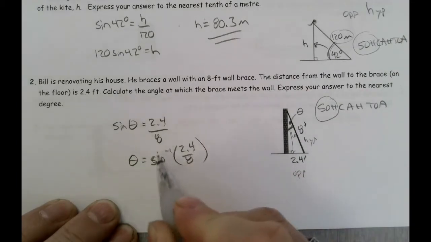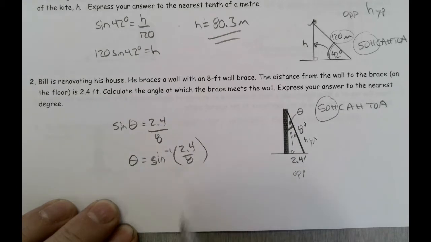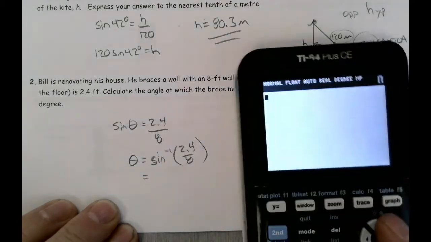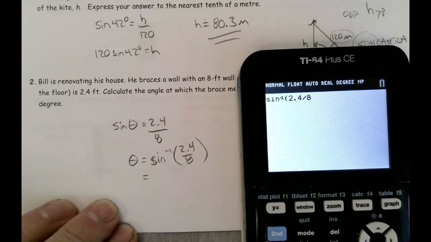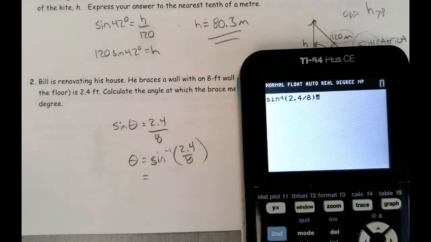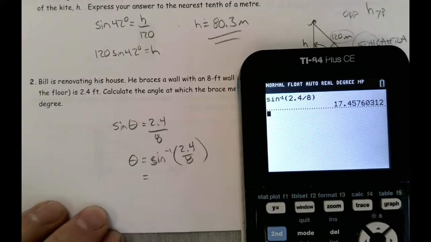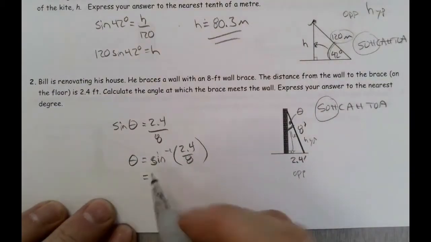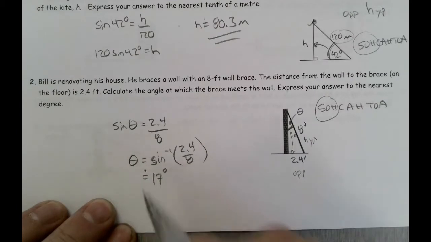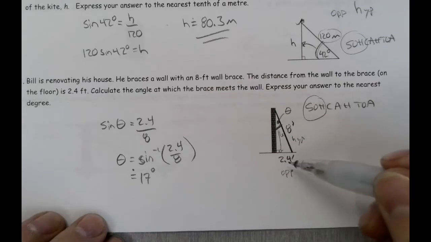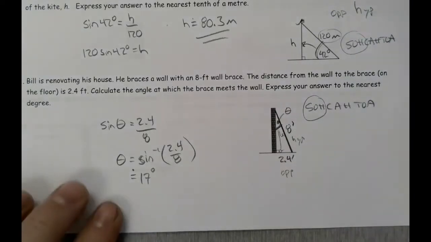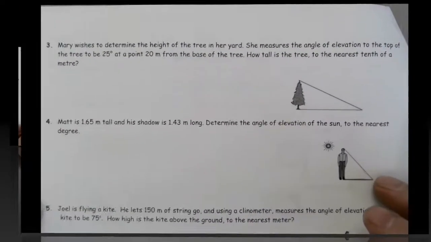So remember, we always use that inverse trig function when we're going back to the angle here. So now I pulled my calculator over. It's second sine, because I'm looking for the angle, 2.4 divided by 8. It's my opposite divided by my hypotenuse. And when I press enter, I get 17, to the nearest degree, 17 degrees. Okay, so it's approximately 17 degrees. And you know what? That makes sense. That opposite side is quite a bit smaller than my hypotenuse. I feel pretty good about that as an answer.